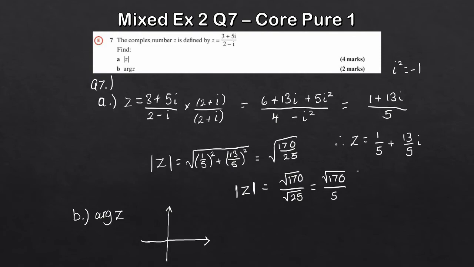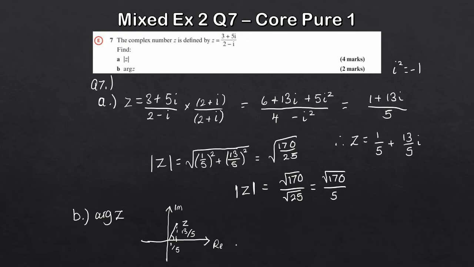So what is our complex number? Well, our complex number here is z. So it's a fifth plus 13 over 5 i. So a fifth, let's just say that's there, 13 over 5, let's just say that's there. So that's z. So what have we got here? Well, we're going a fifth across here on the real axis, and we're going up 13 over 5 on the imaginary. Okay, so what's it called? The angle we're looking to find here, alpha, is this angle here.